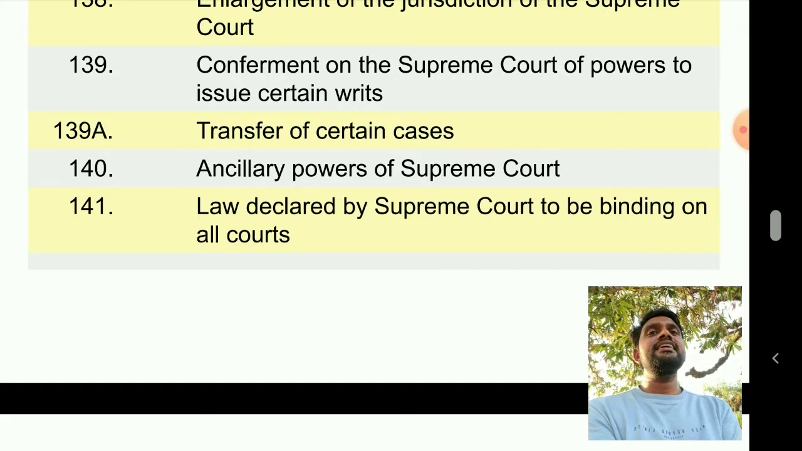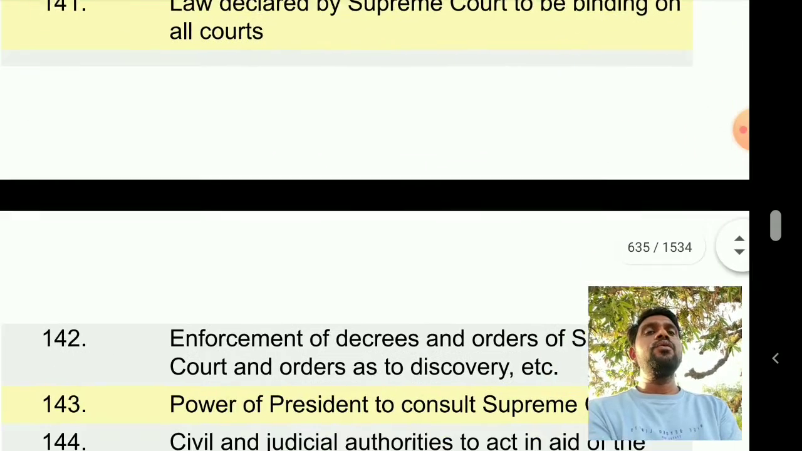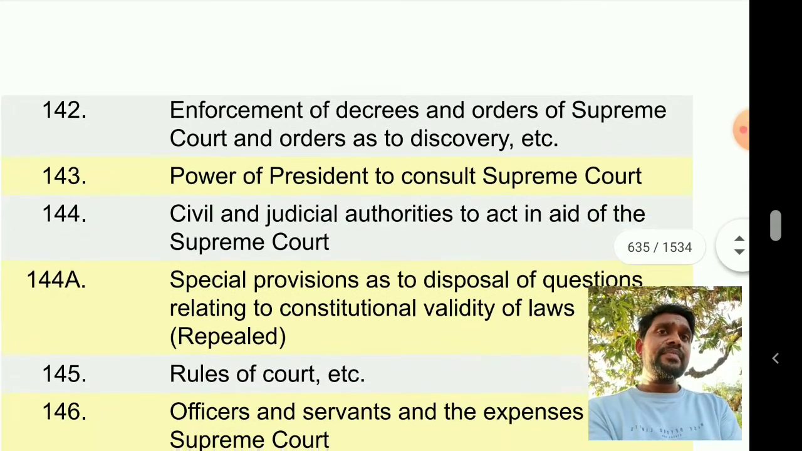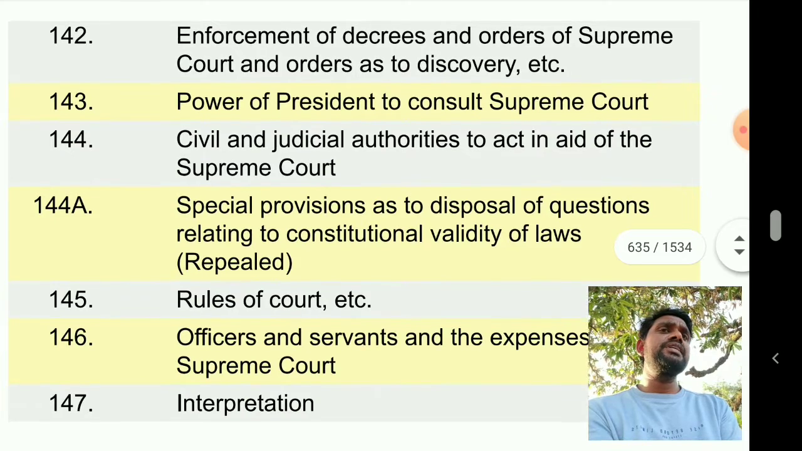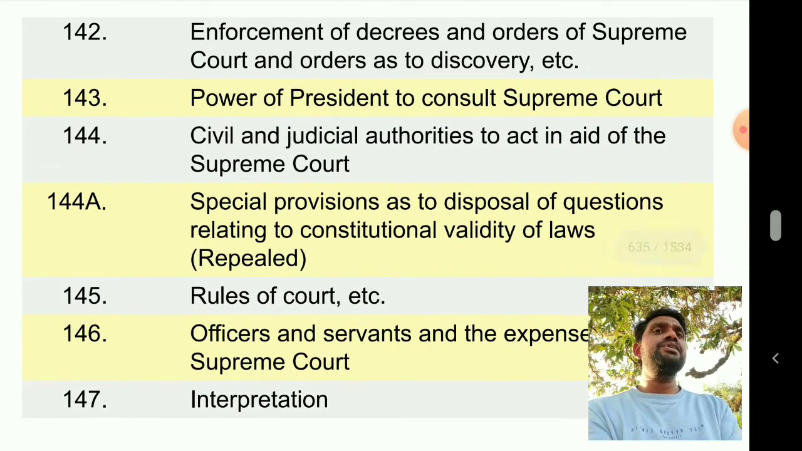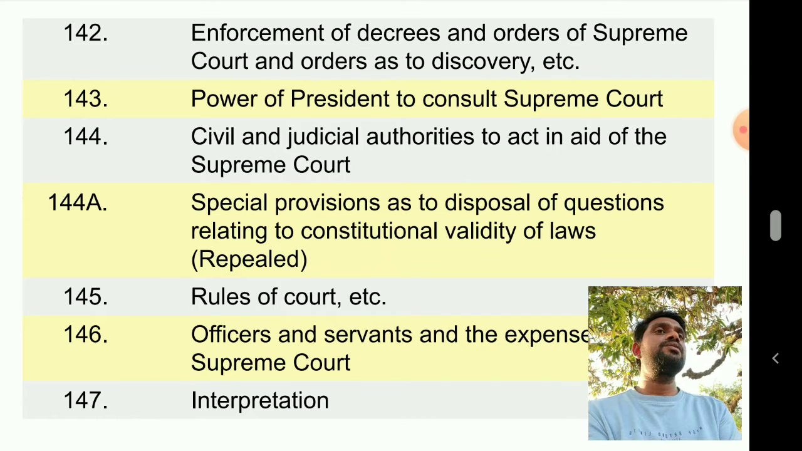Next is under Article 139A, transfer of certain cases. Next, under Article 140, ancillary power of Supreme Court. Next, under Article 141, law declared by Supreme Court to be binding on all courts. Next is under Article 142. Under Article 142, enforcement of decrees and orders of Supreme Court and orders as to discovery, etc.